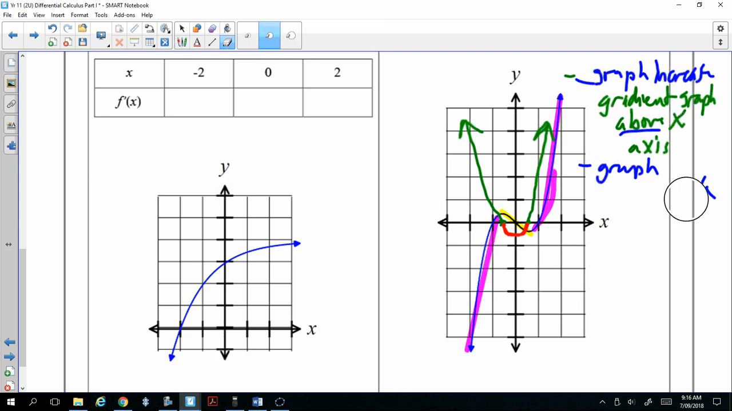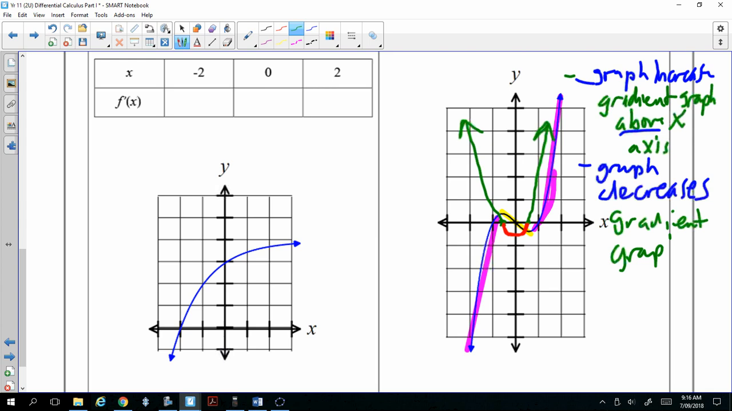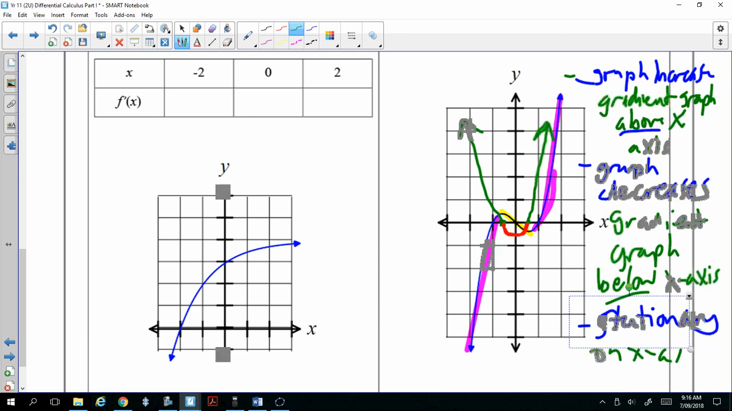Graph decreases, the gradient graph that we're drawing will be below x-axis. And of course, if it neither decrease or increase, will be on the x-axis. Does that make sense? So above, increase, below, decrease, and neither increase or decrease, or stationary, then you say on the x-axis, on x-axis. Okay, so that's the summary there.